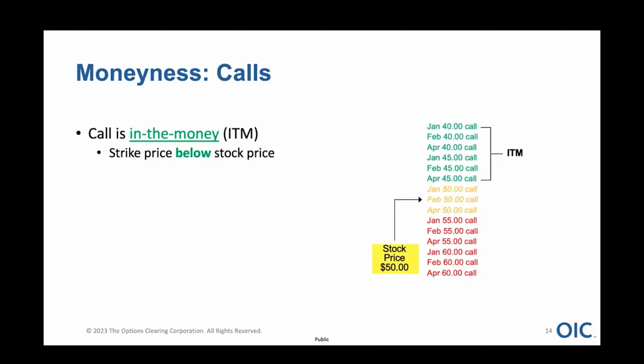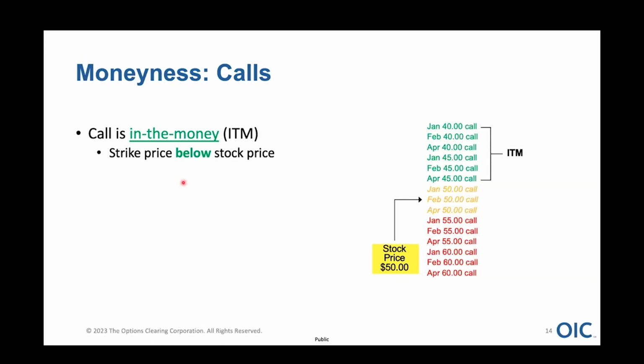All right, so now let's look at moneyness. What exactly is moneyness? Well, in the case of a call, let's say stock is trading for 50. A call would be considered in the money if the strike price is below the stock price. So in this case, we have Jan, Feb, and April 40 calls and 45 level calls. These options would be considered in the money. So if we bought a Jan 40 call, that's the right to buy stock for 40, even though it's trading at 50. We would say that option is in the money by $10.